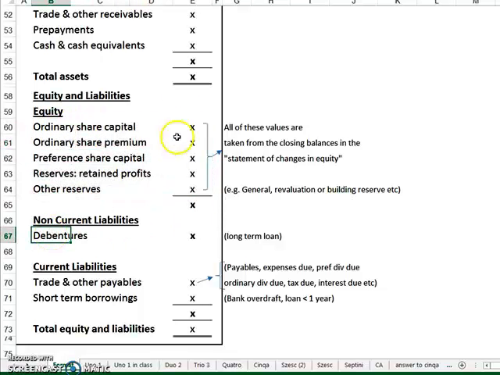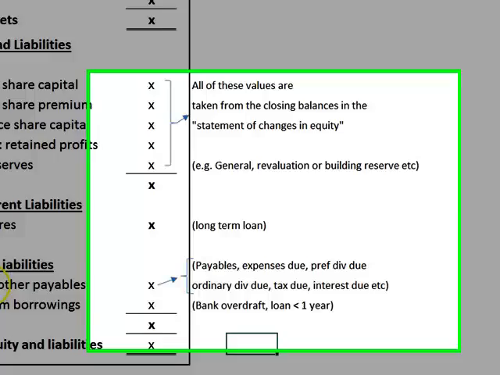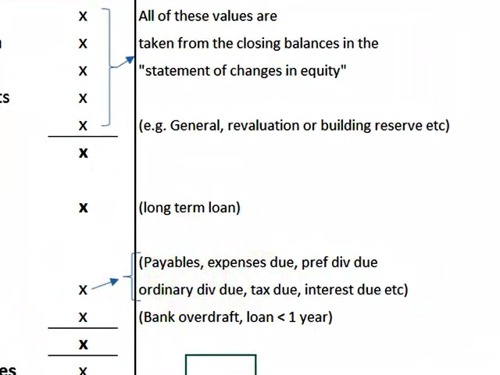And then where else we got money to buy those assets was any liabilities. So debenture is a long-term loan, and current liabilities: short-term borrowings, and payables and outstandings at year end. And these are the common things that are shown in payables and not trade and other payables. So expenses due, so admin expenses due, or distribution expenses due. If there's preference dividend outstanding at year end, ordinary dividend outstanding, taxation outstanding, interest on preference, or interest on debentures outstanding, they go in there.